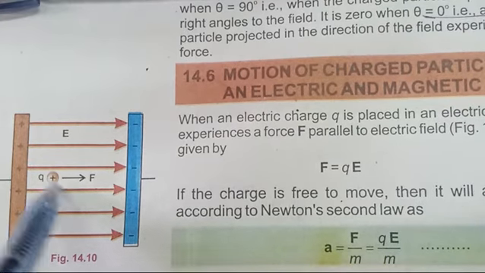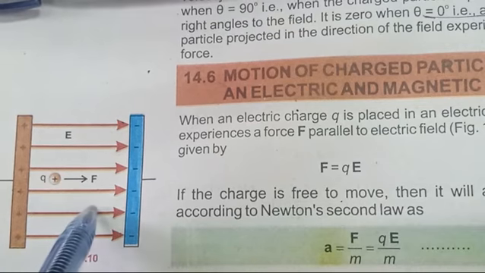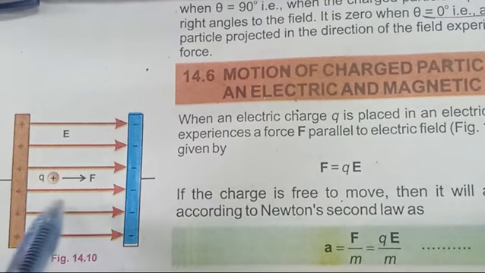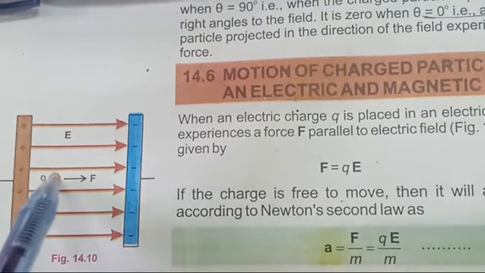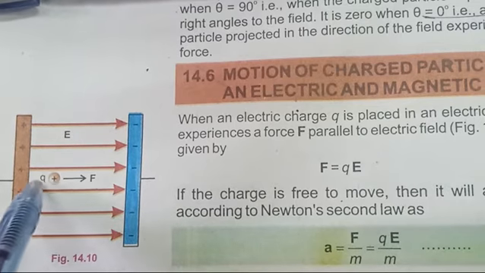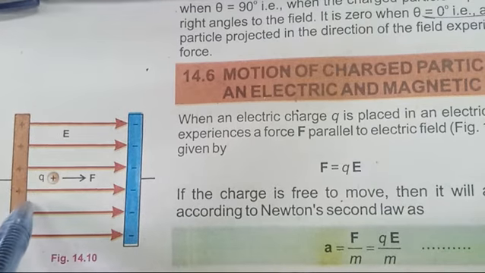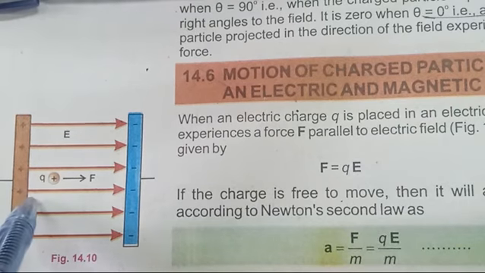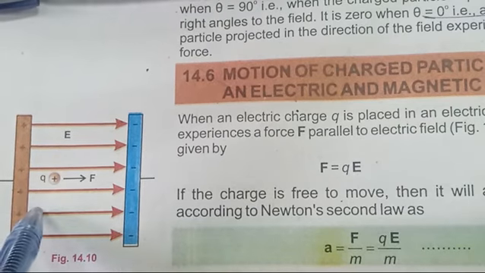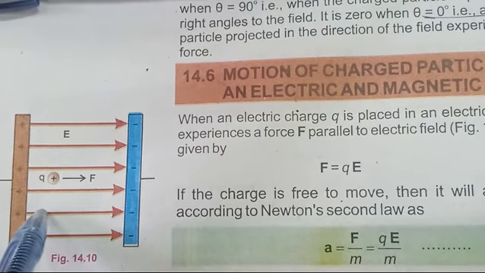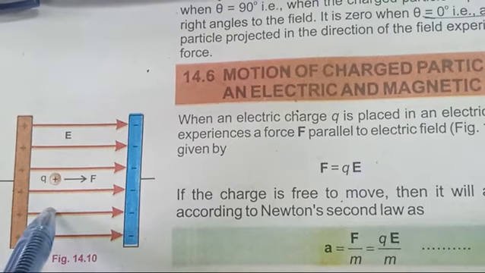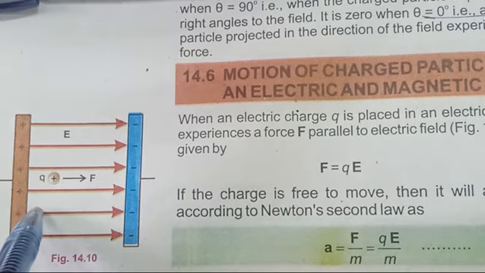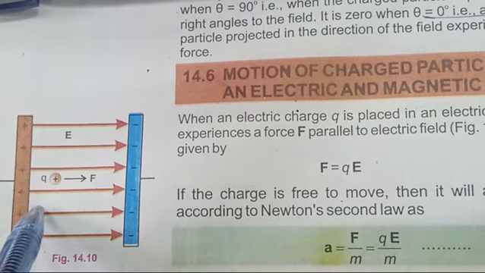And always remember, if the electric field between these two plates is uniform, then the acceleration of this charged particle is also uniform, and we can calculate the position of the particle at any instant of time by using, this is an important MCQ, uniformly accelerated motion, and those are Newton's equations.